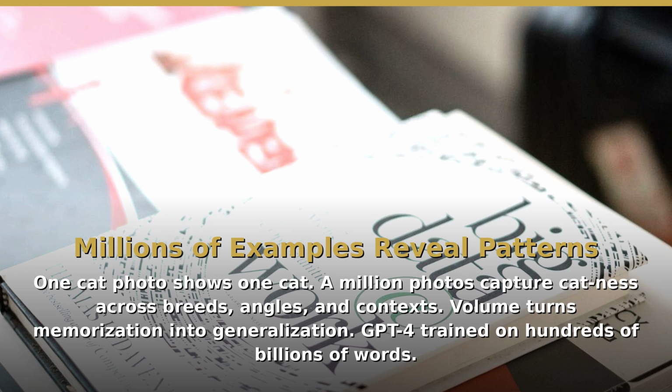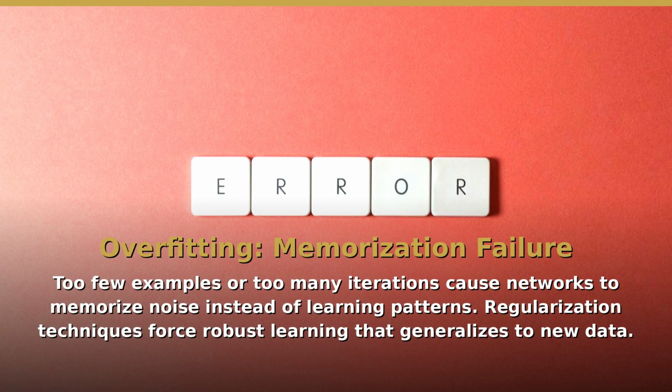Too large and you overshoot. Too small and training takes forever. Modern systems use adaptive learning rates that adjust automatically. After processing one batch of examples, weights update slightly, then another batch, another update. This repeats for thousands or millions of iterations until error drops to an acceptable level.